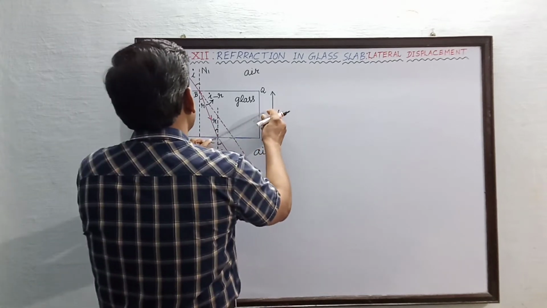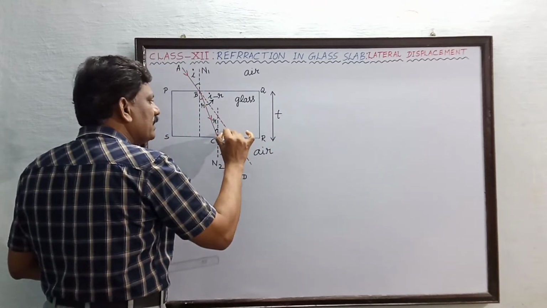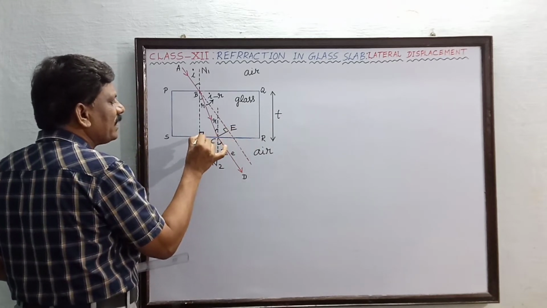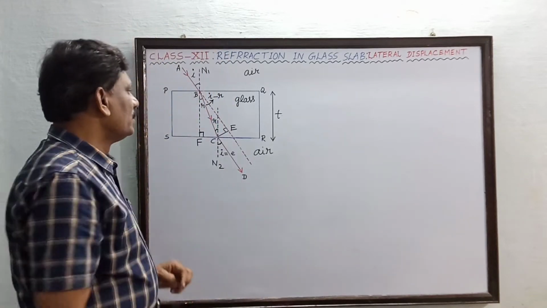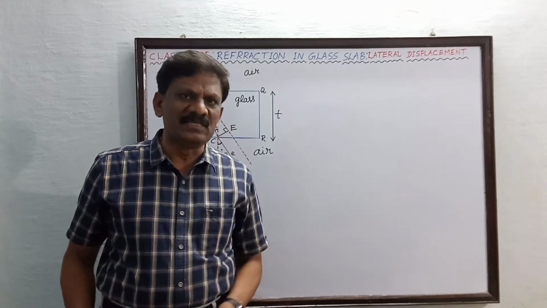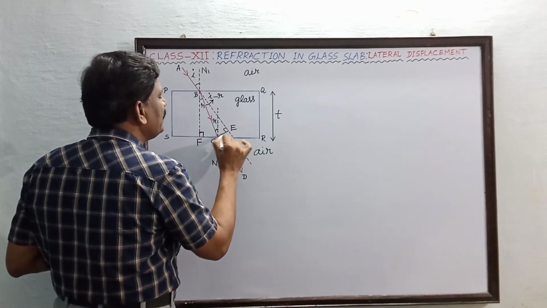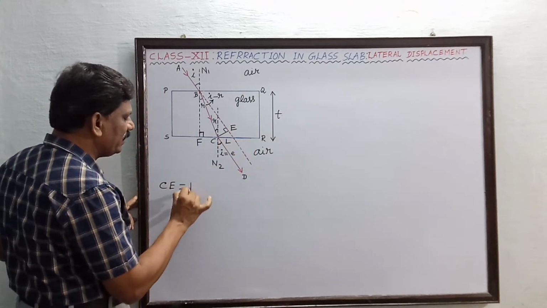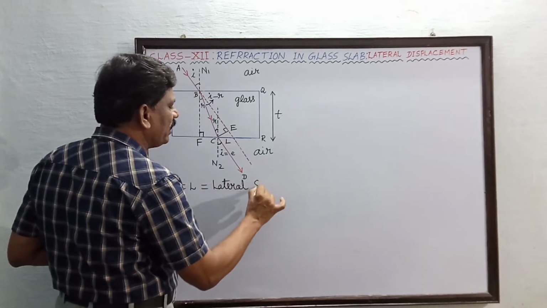So, I will find out the perpendicular distance. I will drop a perpendicular. So, this is the perpendicular. This point is taken as E, and this is the normal, which makes another perpendicular at the point F. Okay, students. So, this C to E is the perpendicular distance between the emergent ray and the incident ray produced, and CE is denoted by L. So, this perpendicular distance CE equal to L is called the lateral displacement.